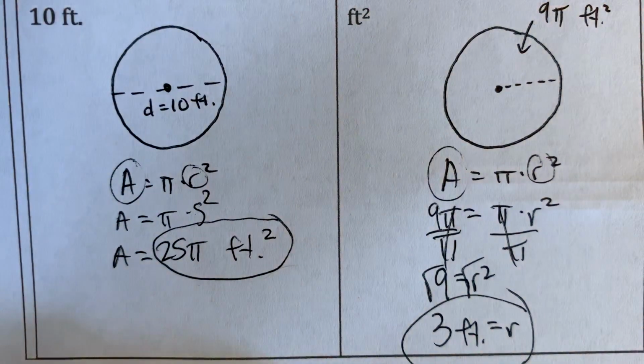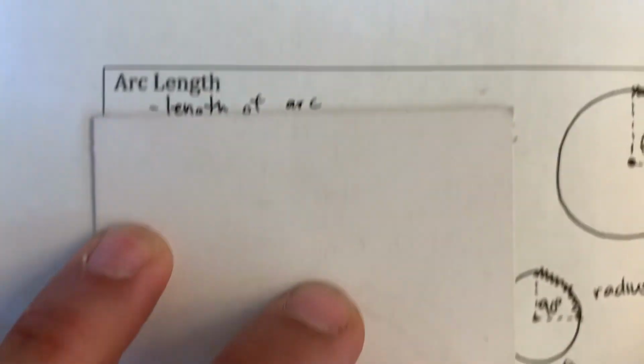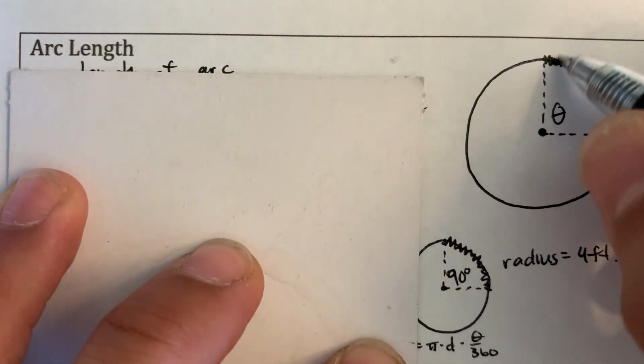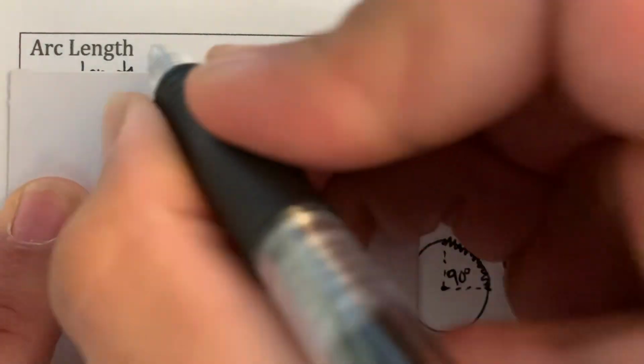No problem. And so we are doing a variation of the area and the circumference called arc length and sector area. So arc length is going to be a portion of the circumference, just this part right here. It's kind of like the crust of a pizza.